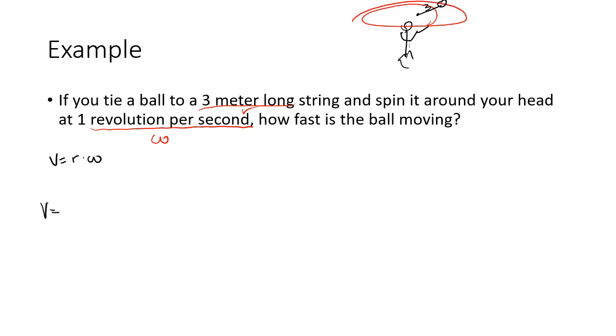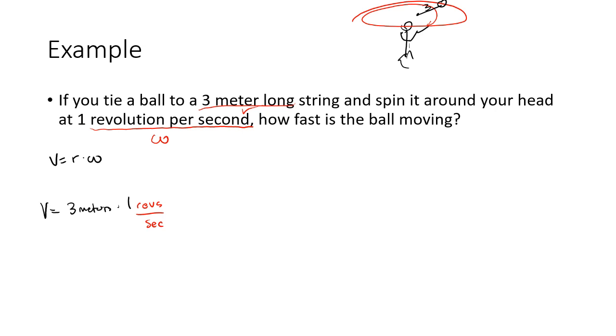Velocity is equal to the radius, which is 3 meters, times the omega, which is 1 revolution per second. Now, those units tell me it's 3 meters revolutions per second, which doesn't make any sense. So really what we have to do here is convert revolutions into a more useful unit of distance that makes sense to us. And then if seconds is fine, then that's fine.